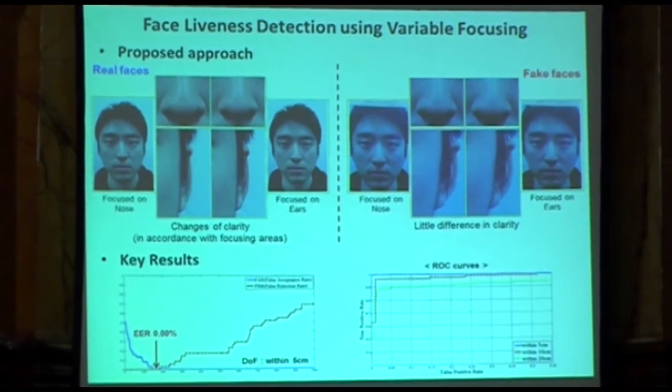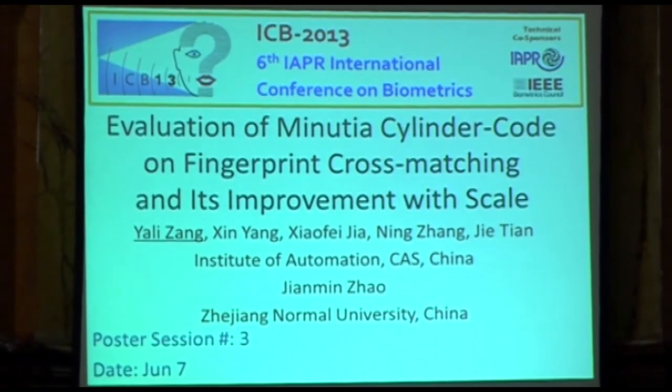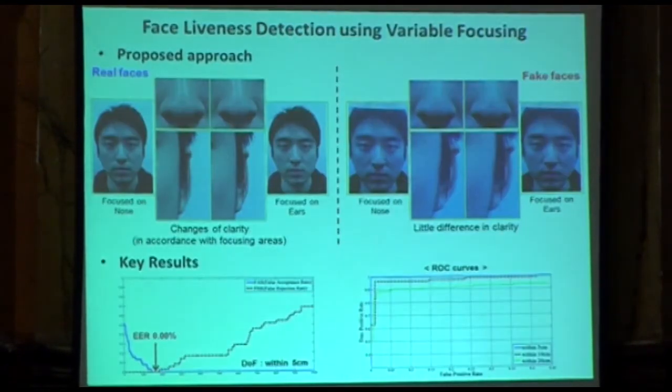In the case of real faces, according to focusing areas, degrees of clarity are changing. For example, when we take a picture focused on a nose, the region of the nose is clear, but other regions are blurry. On the other hand, when we take a picture focused on ears, then the edges around the ears are sharp, but other edges are not.